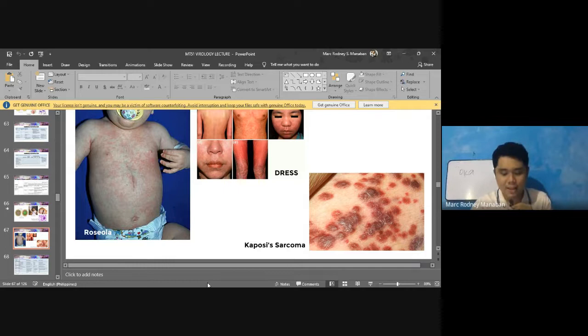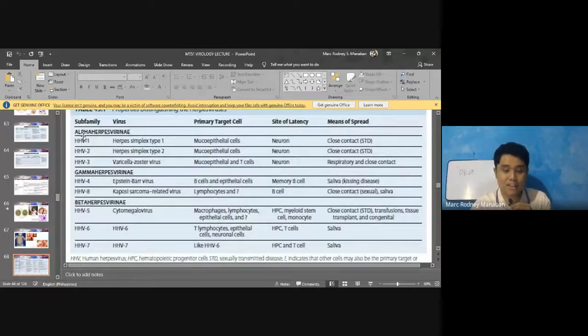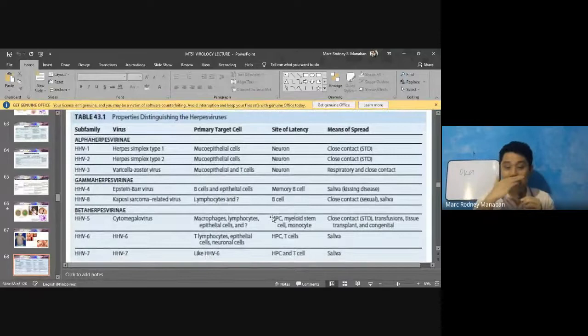And again, the summary, as you can see, asa sila mag latency, ayan. So as I've mentioned, HSV-1, 2, 3, again, varicella zoster, they all exhibit latency sa neuron, all right. And for EBV and your Kaposi sarcoma sa B cells, and for HHV-5, 6, and 7, asa sa HPC, hematopoietic progenitor cells. All right, so take note of that. Okay, that's for the summary of your herpes viruses. So that's for the herpesviridae family.